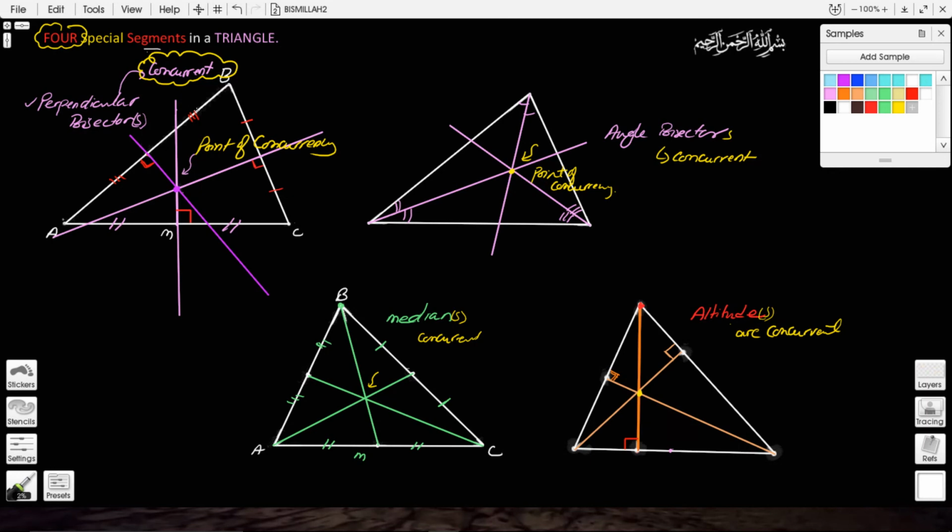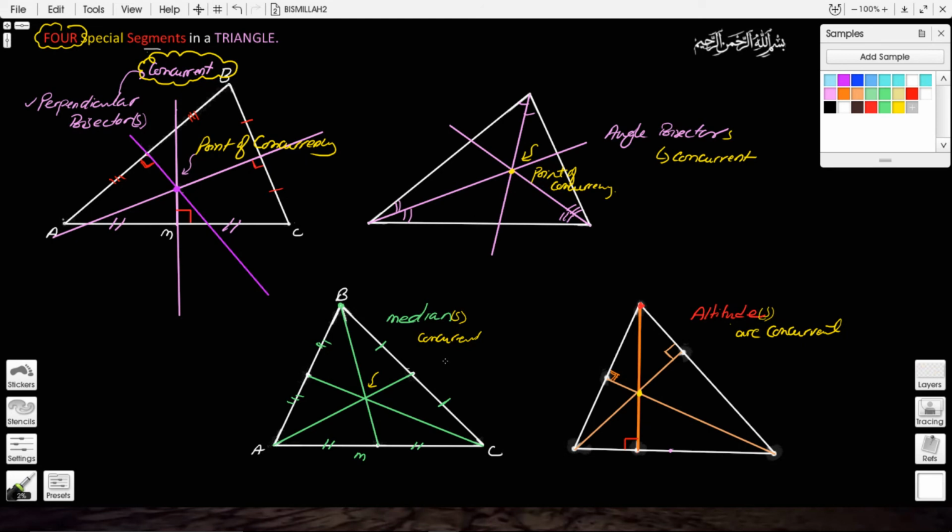So this was a way of introduction, and as a way of introduction, I suggested there are four special segments or lines in a triangle. The first one is the perpendicular bisectors, and if you draw out the perpendicular bisectors of the three sides of a triangle, they are concurrent. That means they intersect at the same point. And then we talked about the angle bisectors, and lo and behold, the angle bisectors were concurrent, and there was a point of concurrency there.